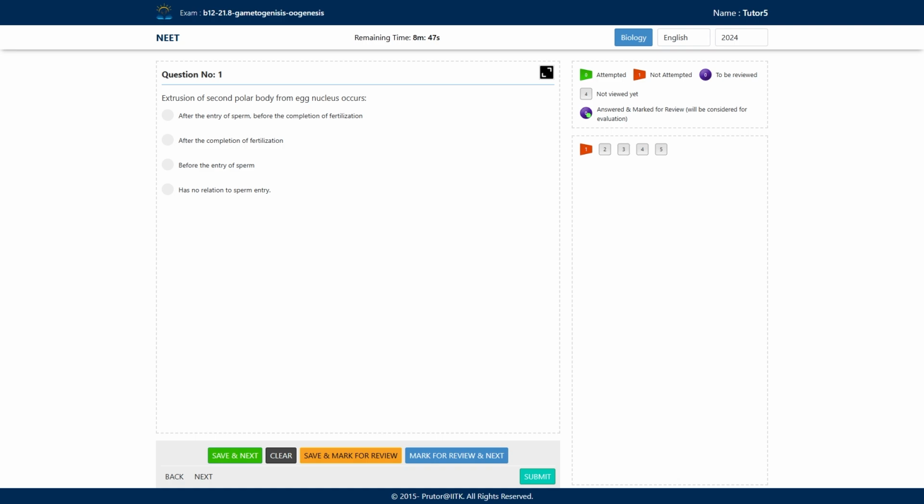Let's begin with the first question again. Exclusion of second polar body from egg nucleus occurs. The second polar body is formed after meiosis 2. The first polar body is formed after meiosis 1. So what are the options? After the entry of sperm, before the completion of fertilization. Second option is after the completion of fertilization. Third option is before the entry of the sperm. And fourth option is has no relation to the sperm entry. What will be the correct answer?